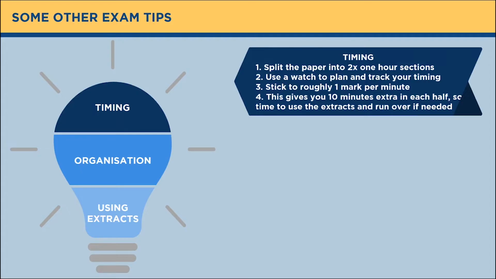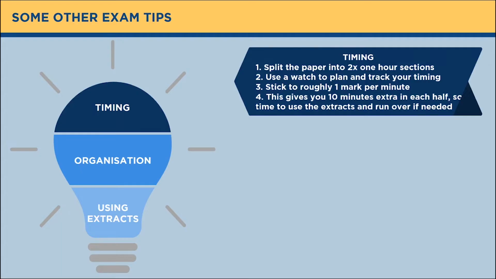You should have an idea that, for example, if you're doing an 8-marker, that should take you 8 minutes. And so after about 10 or 12 minutes of the exam, you should have finished that first question. And also you'll know that if you haven't finished section A after the first hour, you're not on track in terms of your timing. Try and stick to roughly 1 mark per minute. I know that sometimes this isn't possible, but try to as much as possible, so that you'll know how much time you've got left and how many marks you've got left to cover.